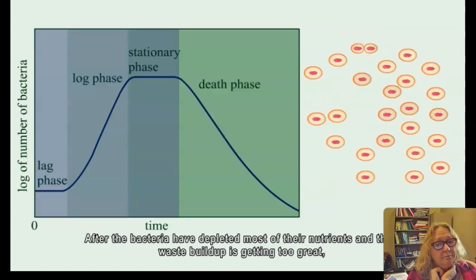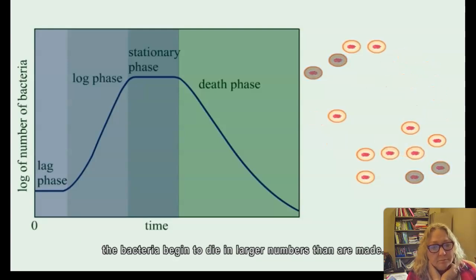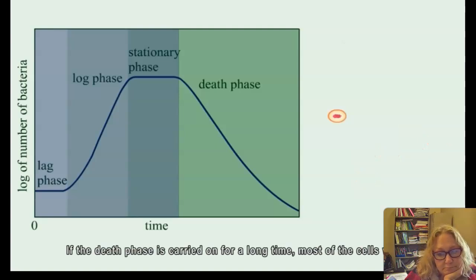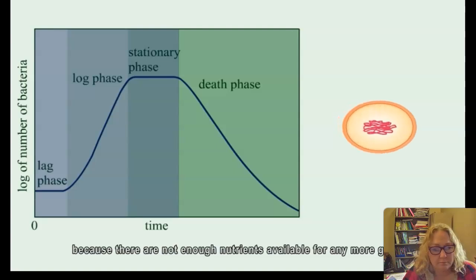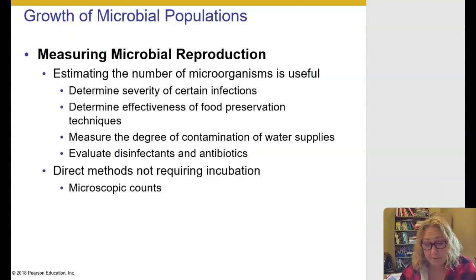When the bacteria have depleted most of their nutrients and their waste buildup is getting too great, the bacteria begin to die in larger numbers than are made. If the death phase is carried on for a long time, most of the cells will die. If a cell is to survive, it must switch its metabolism back to a dormant state because there are not enough nutrients available for any more growth. Endospores.